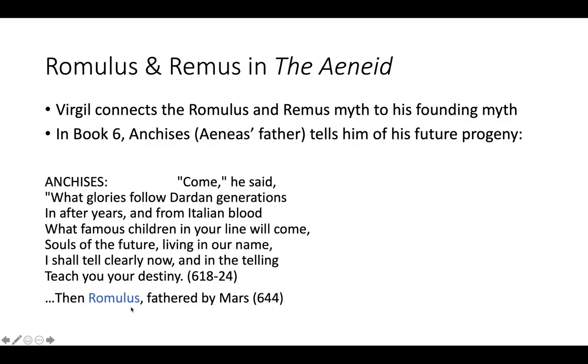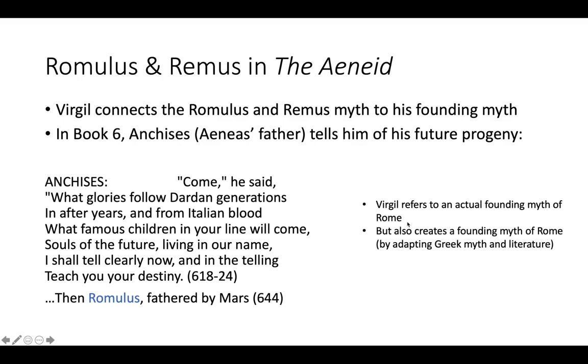Anchises mentions Romulus, fathered by Mars in this version. So this is kind of interesting. Virgil is referring to an actual founding myth of Rome in his made up founding myth of Rome. The Aeneid is fan fiction for the most part. It is a creation by Virgil. But in this creation, he is referring to actual founding myths and adapting Greek myths and Greek literature into his fan fiction moment.